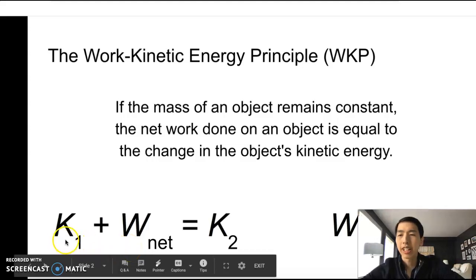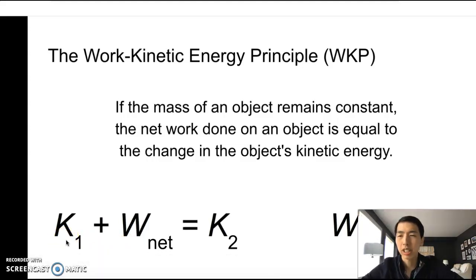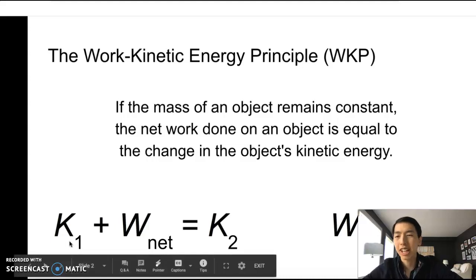I had you calculate the kinetic energy of an object before any forces acted on it, and then calculate the net work done on the object by all the forces acting on it, and then calculate the kinetic energy after all of the forces acting on it. And hopefully you found that when you add the starting kinetic energy with all of the work that's done on it, the total equals the amount of kinetic energy that the object had afterwards.